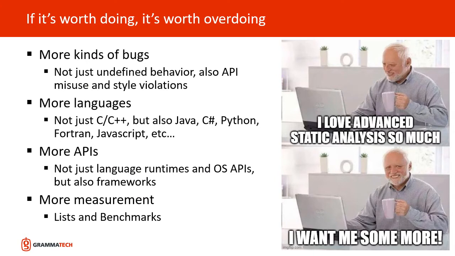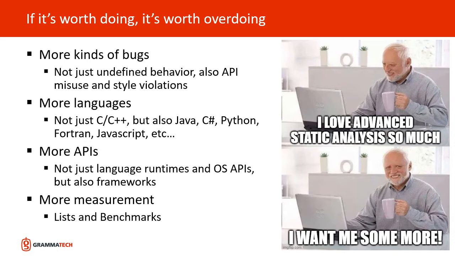As a consequence of this newfound popularity of static analysis and this new class of tools, the reaction was, well, this is great, let's have more of it. And you can have more in lots of different dimensions. People wanted the tools to find not just the high-value bugs, but other kinds of things, not just undefined behavior, but also API misuse, which is not necessarily as bad as undefined behavior but can lead to it, and also things like style violations, which are not necessarily even correlated with bugs.